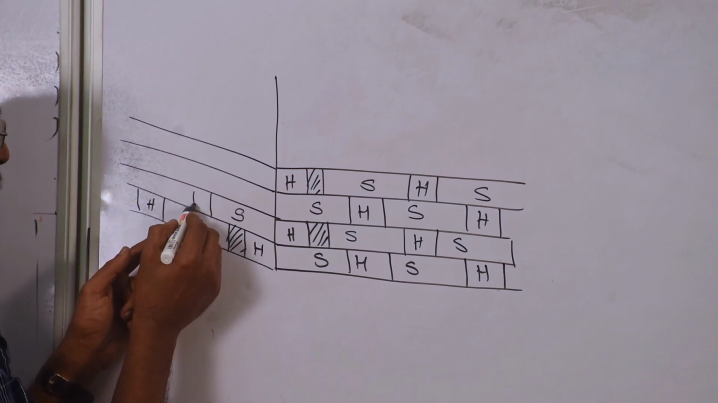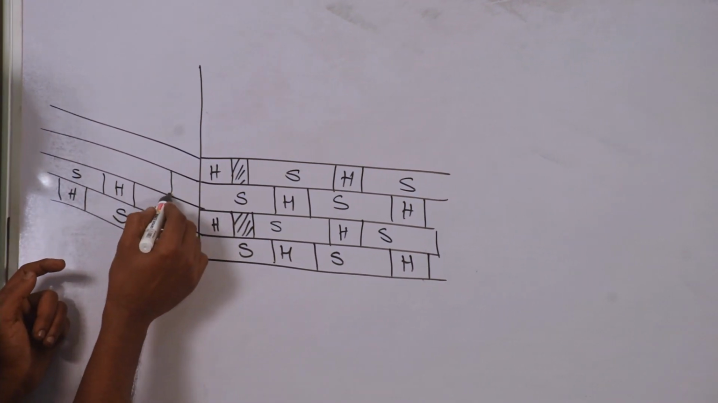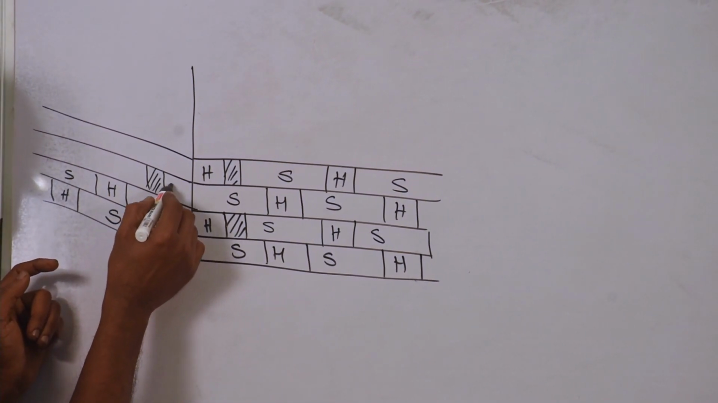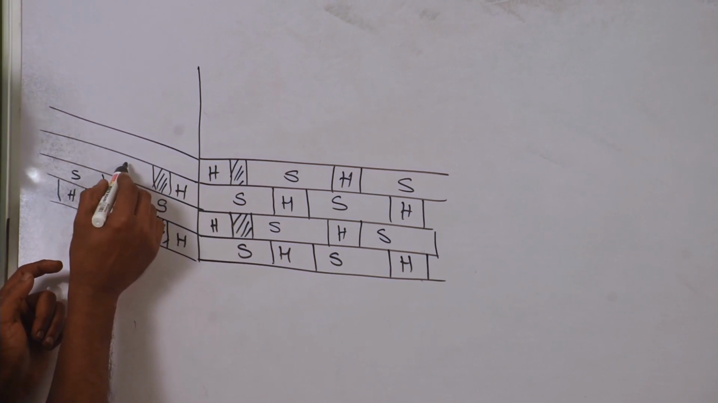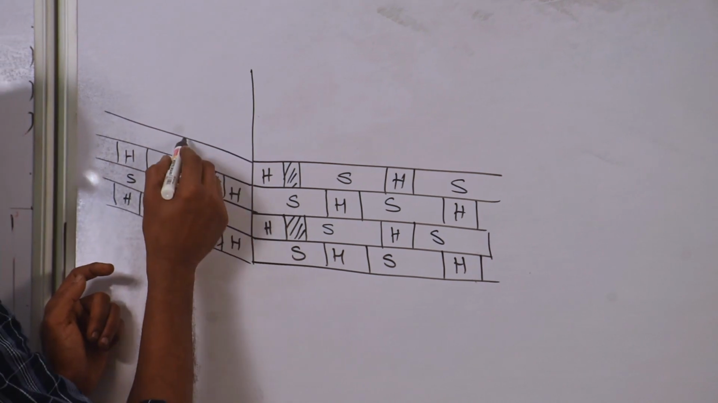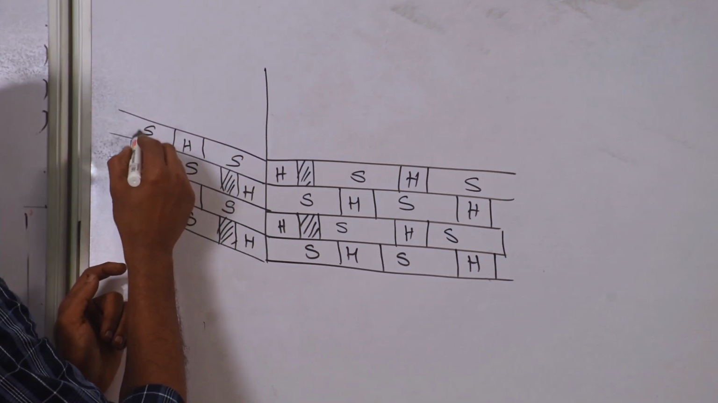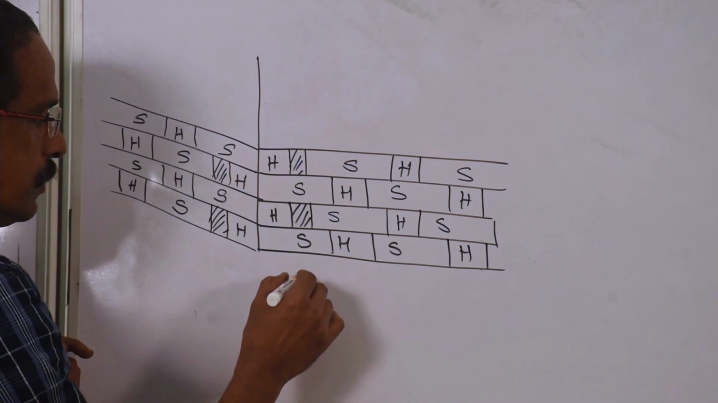Here header, then stretcher. So same thing will repeat. Header, queen closer, stretcher, header. Fourth layer, repetition of the second layer. So this is Flemish bond.